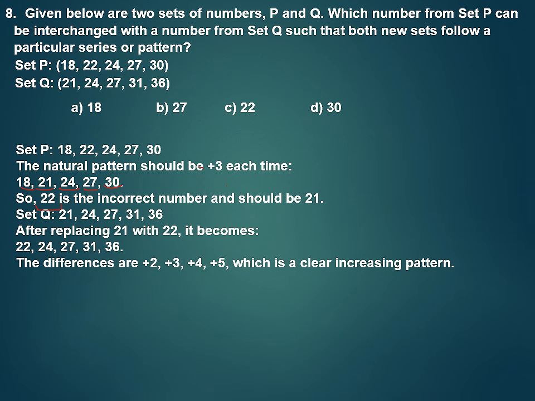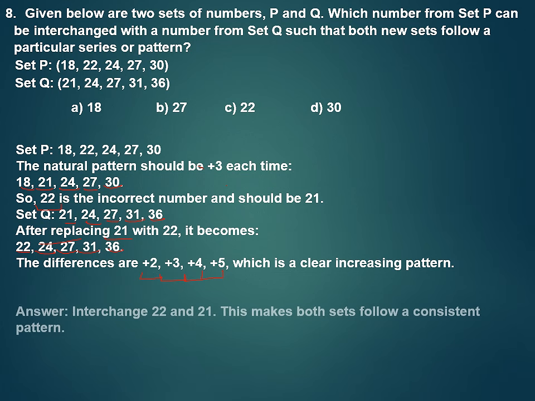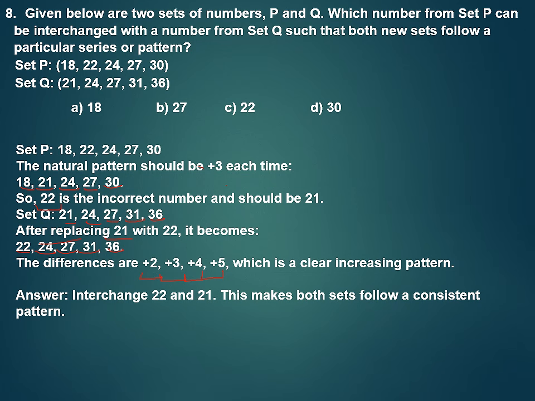Let's see set Q. We have 21, 24, 27, 31, 36. After replacing 21 with 22, it becomes 22, 24, 27, 31, 36. The differences are plus 2, plus 3, plus 4, plus 5, which is a clear increasing pattern. So now we know that we will interchange 22 and 21, and this makes both the sets follow a consistent pattern. So option C is our correct answer.